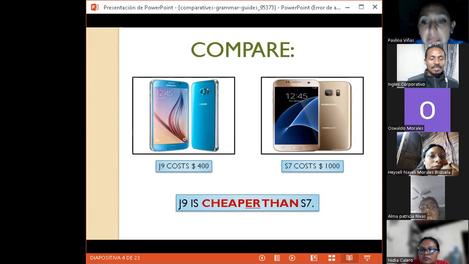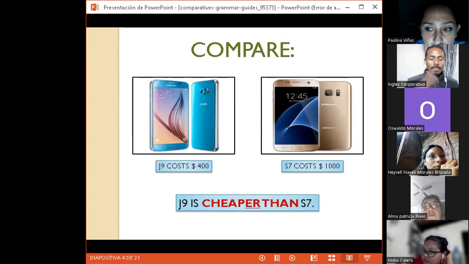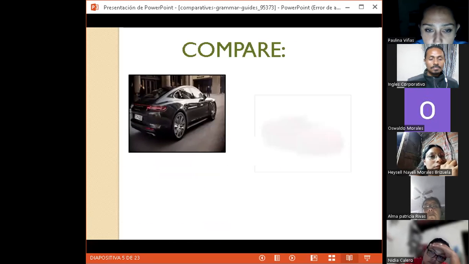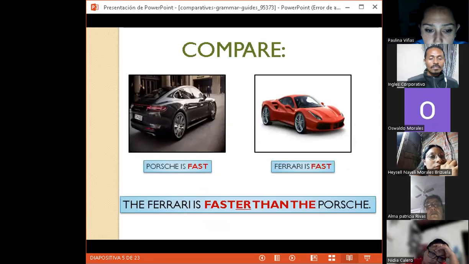Prices. J9 is cheaper than S7. Cheap, one syllable, agregamos ER. Barato, más barato que. The Porsche is fast. The Ferrari is fast. But the Ferrari is faster than the Porsche.